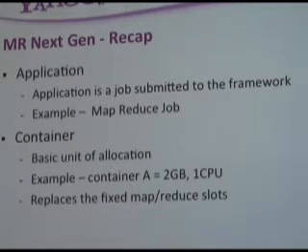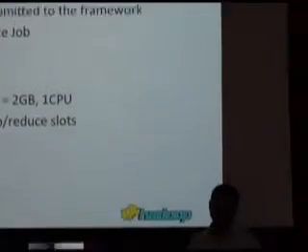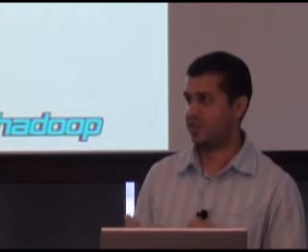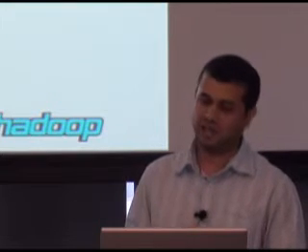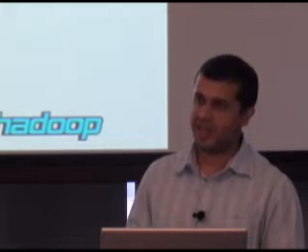And the other main basic concept is the concept of container. A container is a basic unit of allocation. So let's say a container can be 2 GB of memory and 1 CPU. What this means is an application can ask for a container, and this is the basic unit that the resource manager will allocate. It can be 2 GB and 1 CPU, or 1 GB and no CPU. So it's very dynamic. We replaced the fixed MapReduce slots model with the container model.